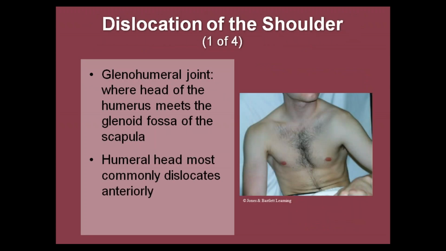Moving on to the shoulder, the glenohumeral joint, where the head of the humerus meets the glenoid fossa of the scapula. So that's the glenohumeral joint. The humeral head most commonly dislocates anteriorly, so it will come forward. And you might see this with a drop shoulder as well as you're looking at this patient. It's going to be anterior, and it possibly will drop down.